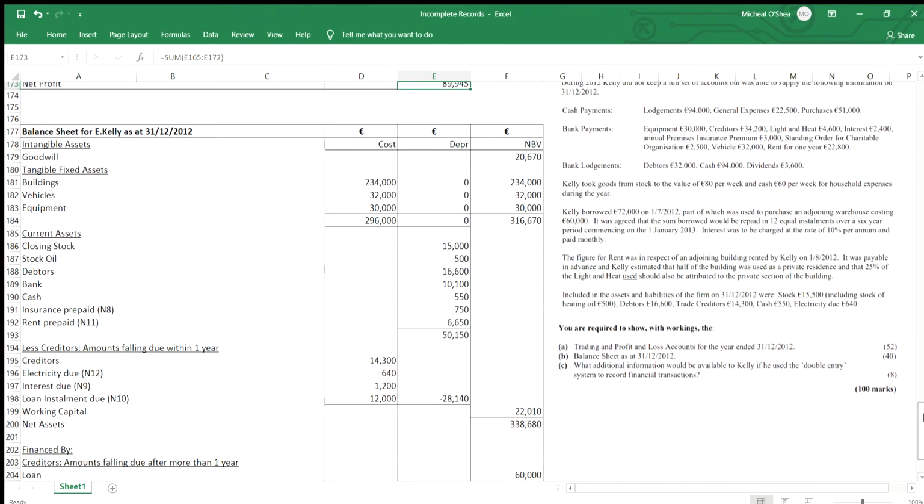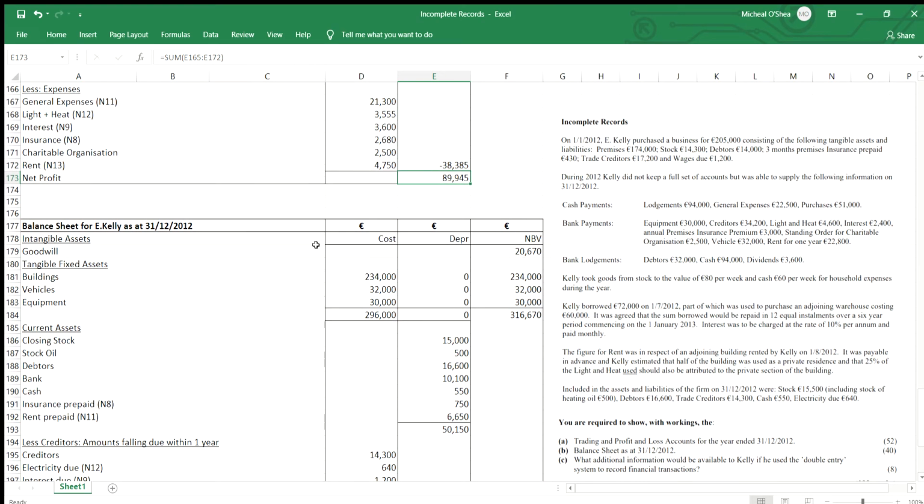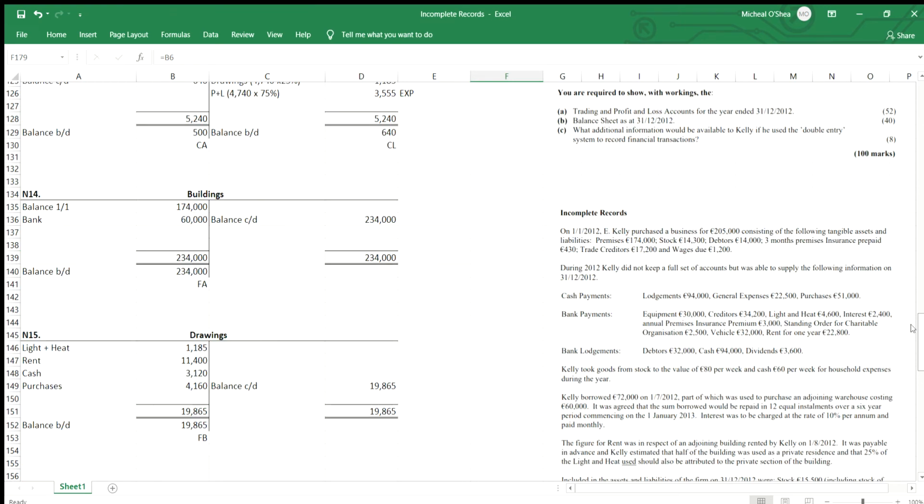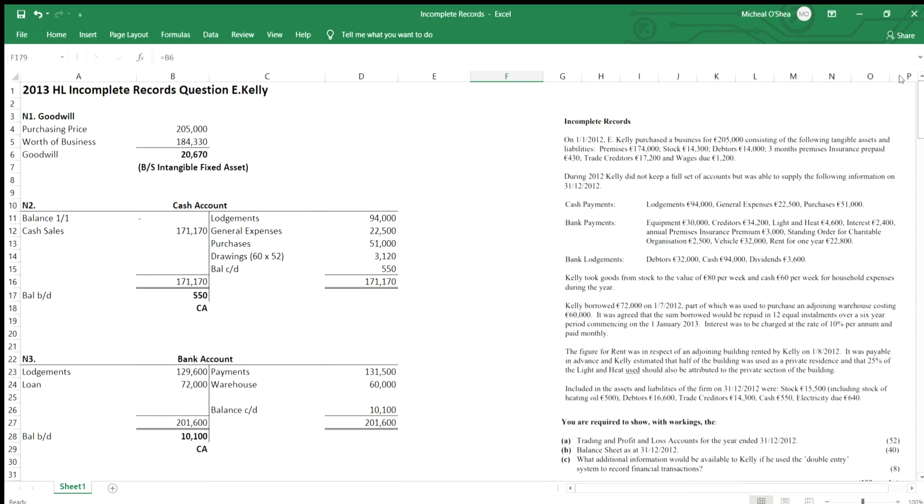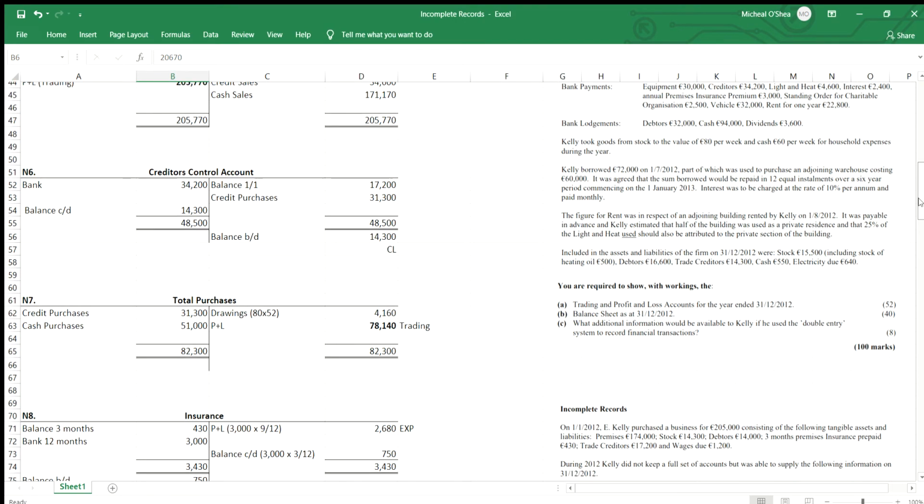So how do I do my balance sheet? Well, quite simply, my intangible assets is the first thing. We haven't seen this before. I don't believe we've seen it before; this is our first time looking at goodwill. So goodwill again is an intangible fixed asset. It's something that we cannot see, so it's intangible, but it's also a fixed asset. The goodwill is here that we took from note number 1. So we're putting that in.